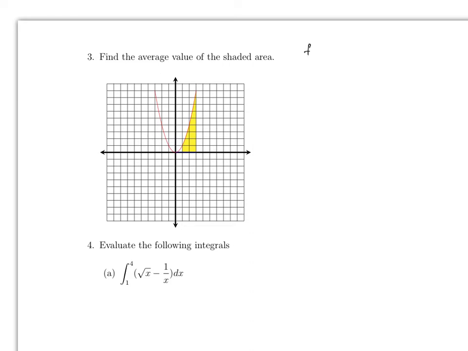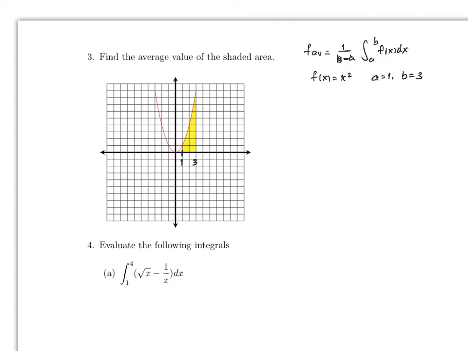Remember that the average value is equal to 1 over b minus a, times the integral from a to b of f of x dx. So in this case, f of x is equal to x squared, and this is going from 1 to 3. So therefore, a is 1 and b is 3.